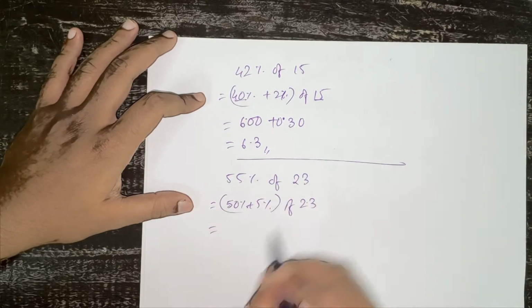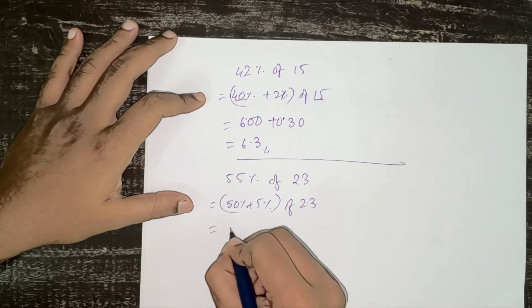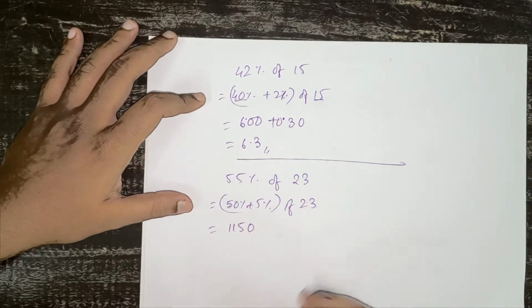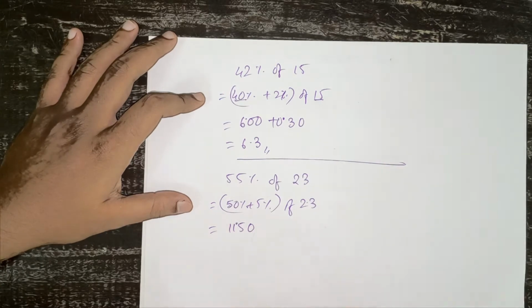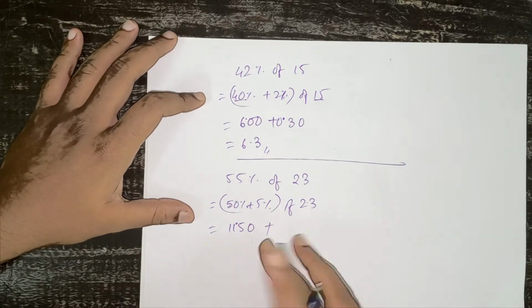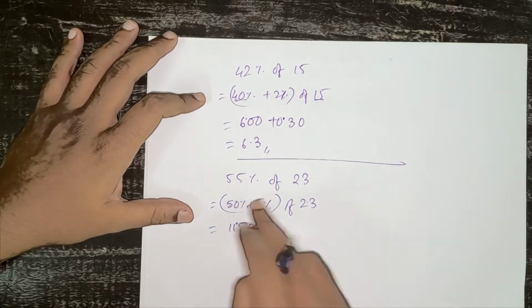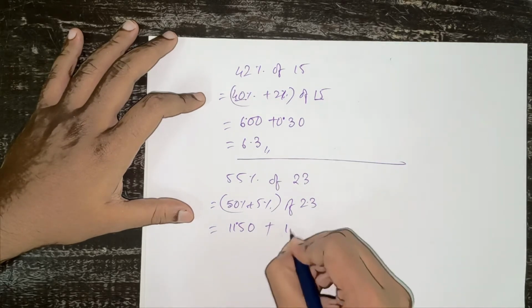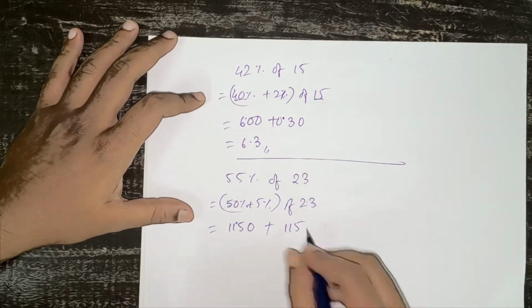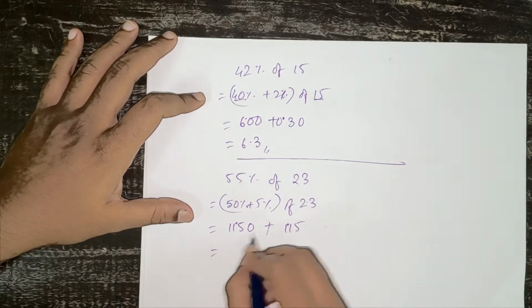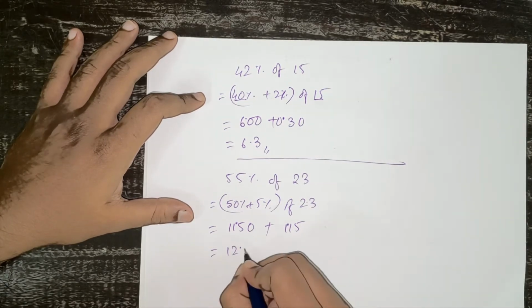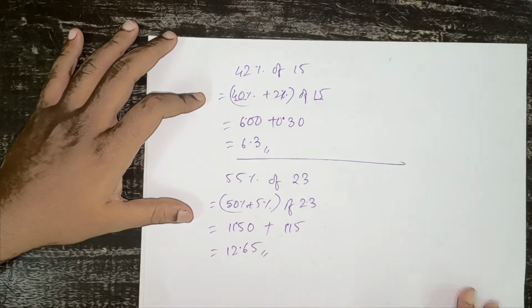So again 5 into 25. So 25 into 5 is 115 and 10. Where do we place the point? 2 places from the right side. So 11.50 plus 5% of 23. So 5 into 23, again it is 115. Where do we place the point? 2 places. Now add these two. So 11.5 plus 1.15. So it is 12.65. That is the answer.